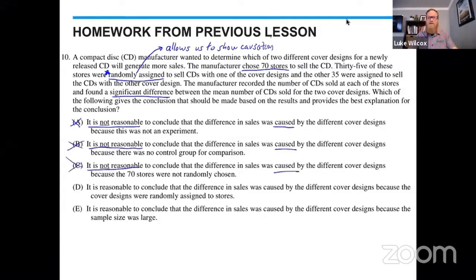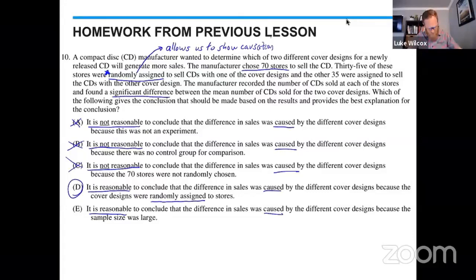I can get rid of answer choices A, B, and C right away, which leaves me with two answer choices, both of which are saying it is reasonable to conclude causation. But we have to look at the end of the statements to decide which one is correct. So if we look at answer choice D, it is reasonable to conclude that the difference in sales was caused by the different cover designs because the cover designs were randomly assigned to stores. Well, that random assignment is in fact what allows us to show causation.